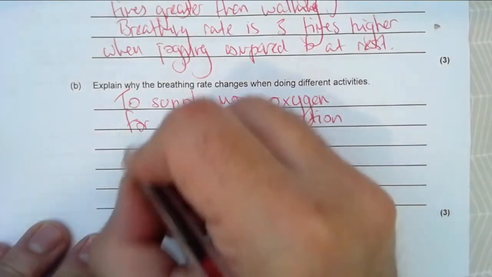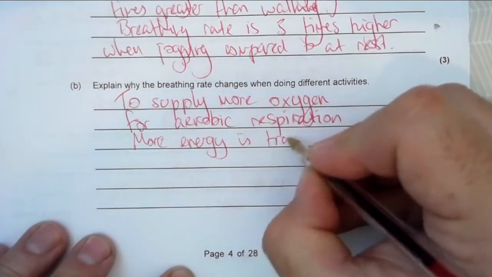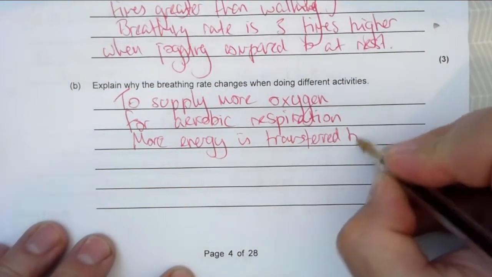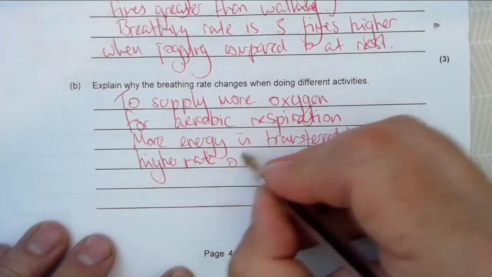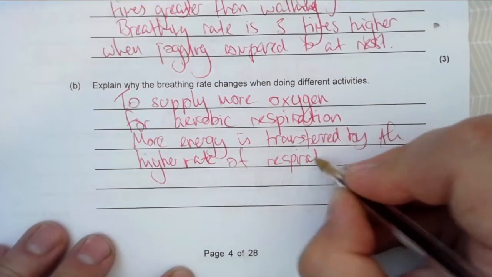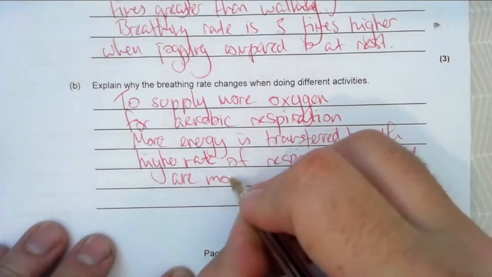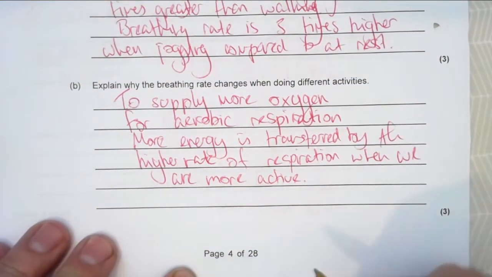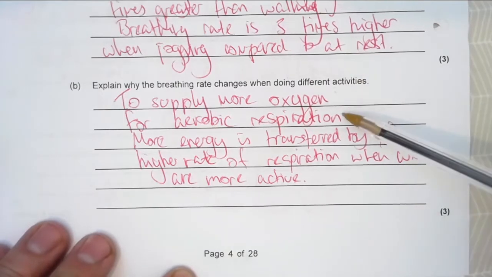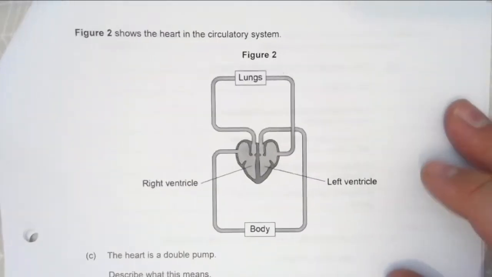And that means we have more energy transferred by the higher rates of respiration when we are more active. So key points to remember here: if we're doing something that's more active, we're going to need more oxygen to carry out more respiration. Because we've got higher energy demands, we need more energy. On to the next slide.